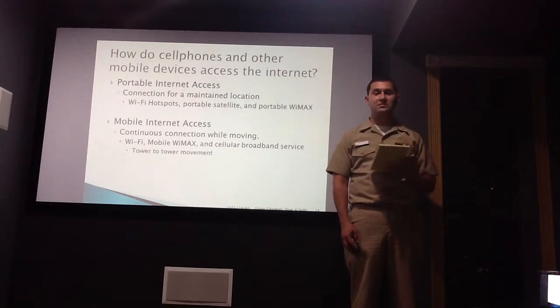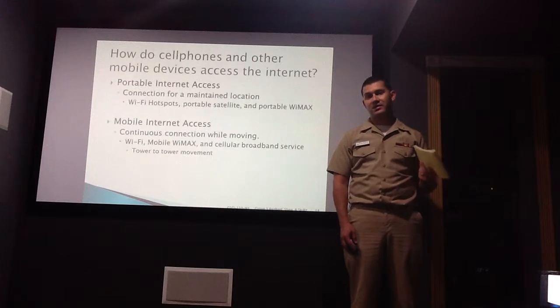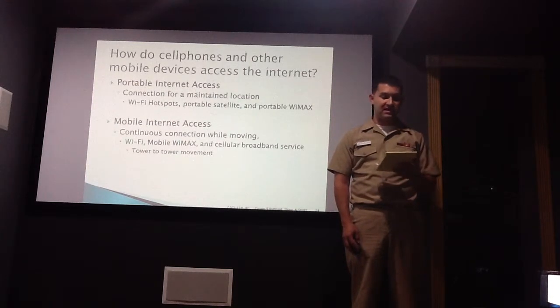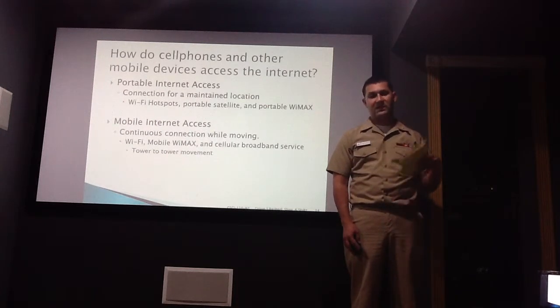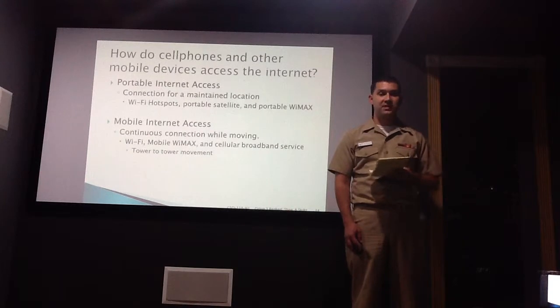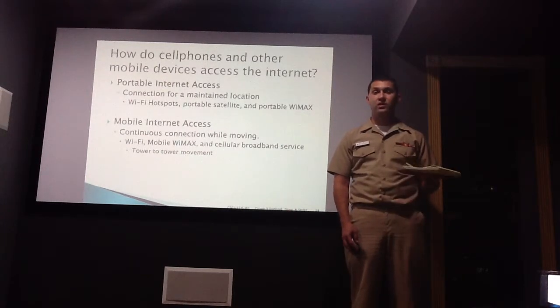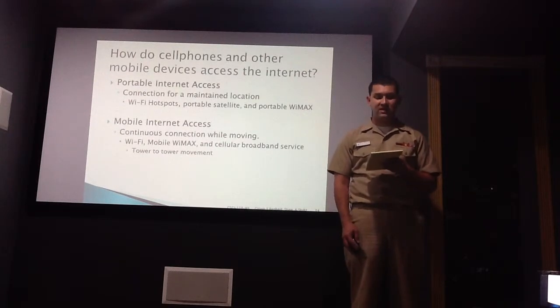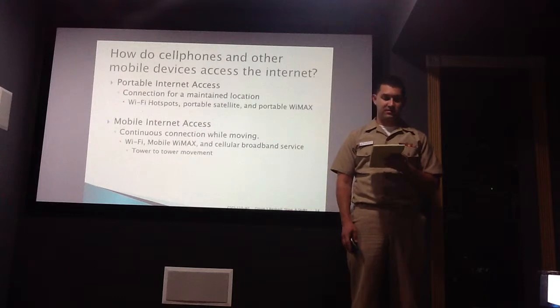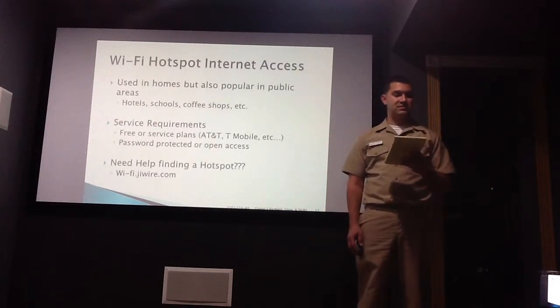And you have multiple options when you choose your Wi-Fi network. You can have open access, which is your most public areas where anyone's allowed access. And then you have restricted access using encrypted passwords, and a lot of times those require service plans or some sort of fee associated with them. If you're looking for Wi-Fi access near you, you can visit www.wi-fi.jiwire.com.